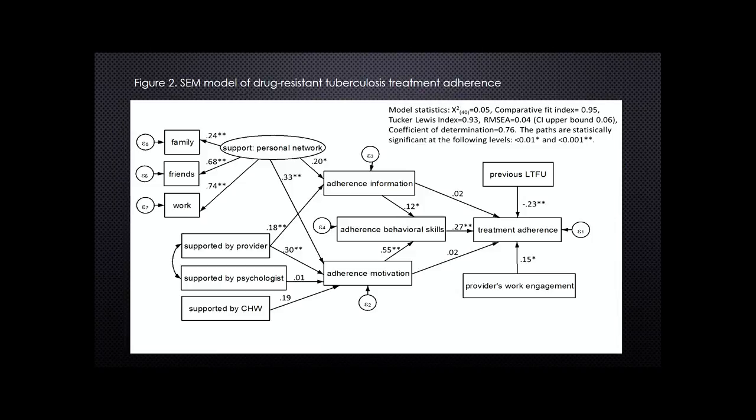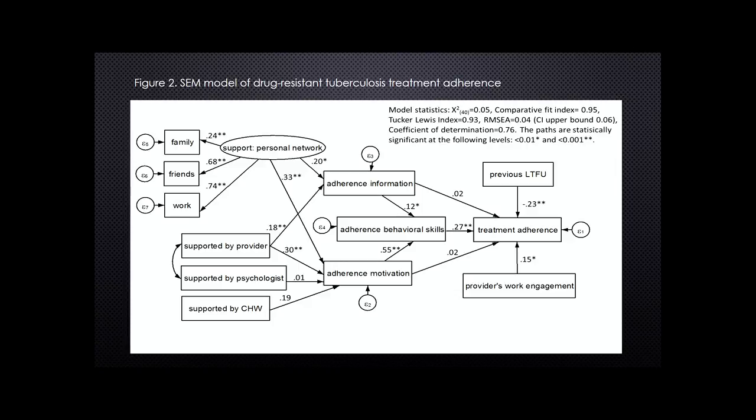And this is the results of the model. So in structural equation modeling, you can modify the model in order to fit your data, and then you see if there are statistically significant effects or not. As you can see, I moved all of the supportive network. They are factors that affect information or motivation. And I had to move providers' work engagement. I realized it was a direct effect on treatment adherence. It didn't come through any of the other measures, and also previous loss to follow up.